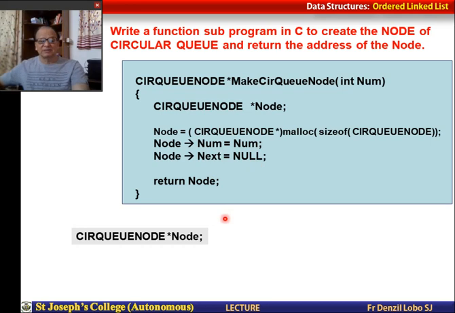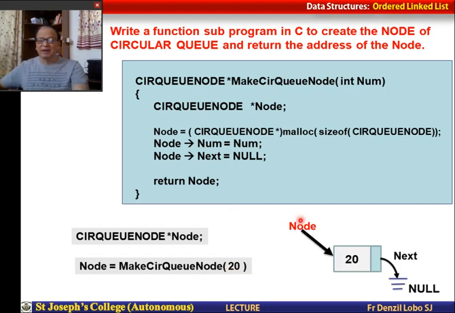So here, for example, circular queue node, I say node is equal to make circular queue node out of 20, and automatically this variable node now contains the address of this node of the circular queue, which contains 20 as the data item, and it is grounded, it points to null. So this is what we have always been doing. We have written a function to create the node of, in this case, the circular queue.